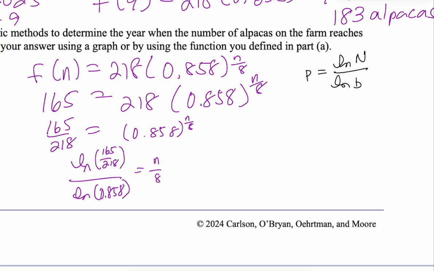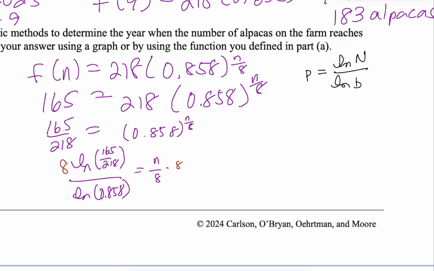Now, we need the n. What are we going to do to get rid of the 8? What can we do to get rid of the 8 algebraically? It's just an algebraic equation. If we have that n is divided by 8, how do we get rid of the 8? Yeah, we're just doing the opposite, multiplication. So multiply both sides by 8.